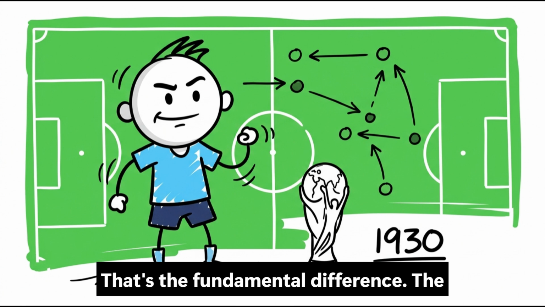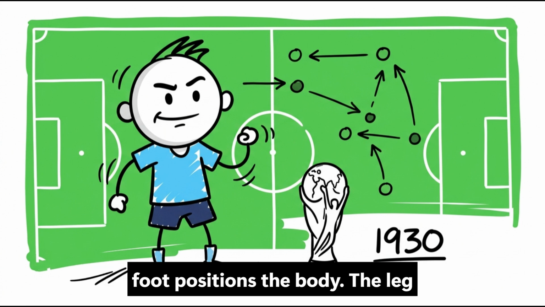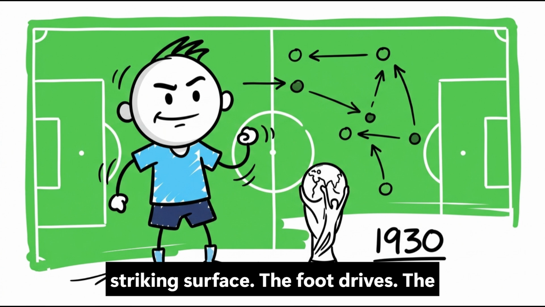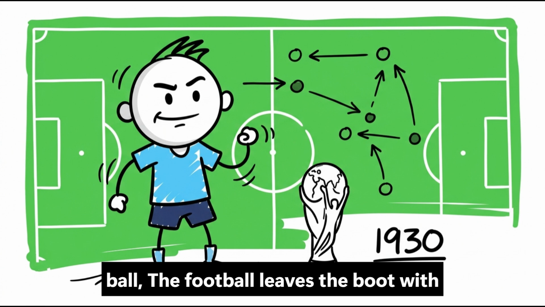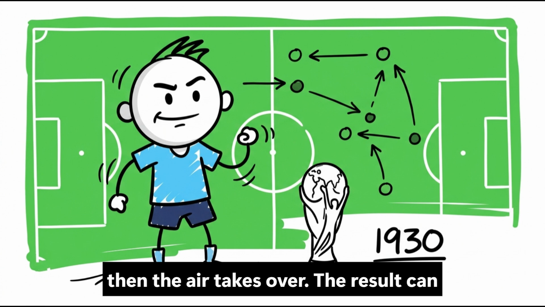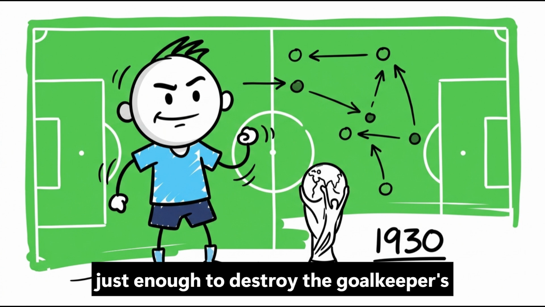That's the fundamental difference. The approach creates momentum. The standing foot positions the body. The leg accelerates. The ankle provides a firm striking surface. The foot drives through the ball. The football leaves the boot with high velocity and very little spin. And then, the air takes over. The result can be a ball that dips, shifts, or wobbles just enough to destroy the goalkeeper's prediction.